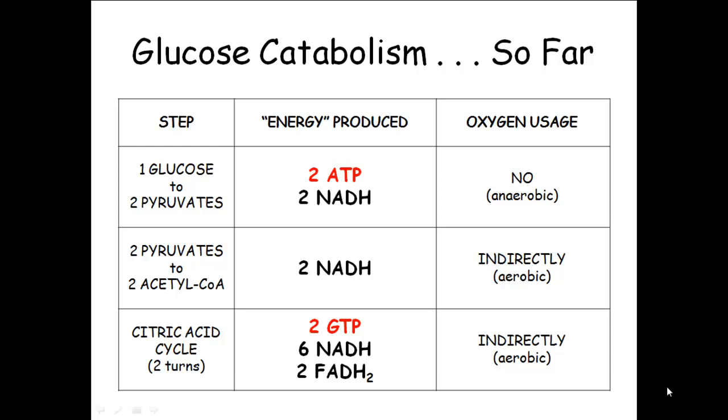NADH. Good. Then both of those pyruvates are converted to acetyl-CoA. And from that process, you also get two NADHs, right? Now, at this point, we've gone from the cytosol into the mitochondria.